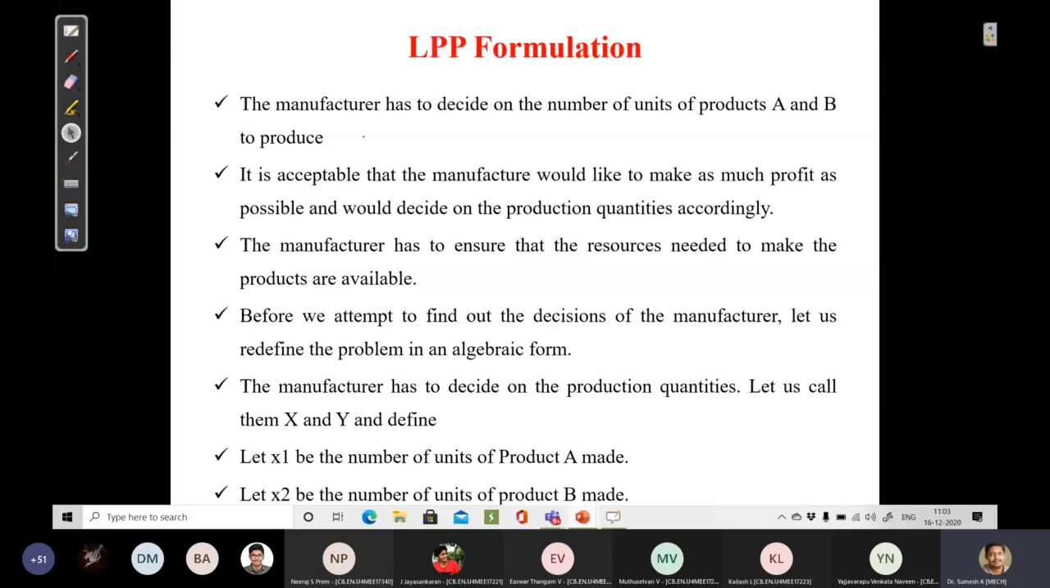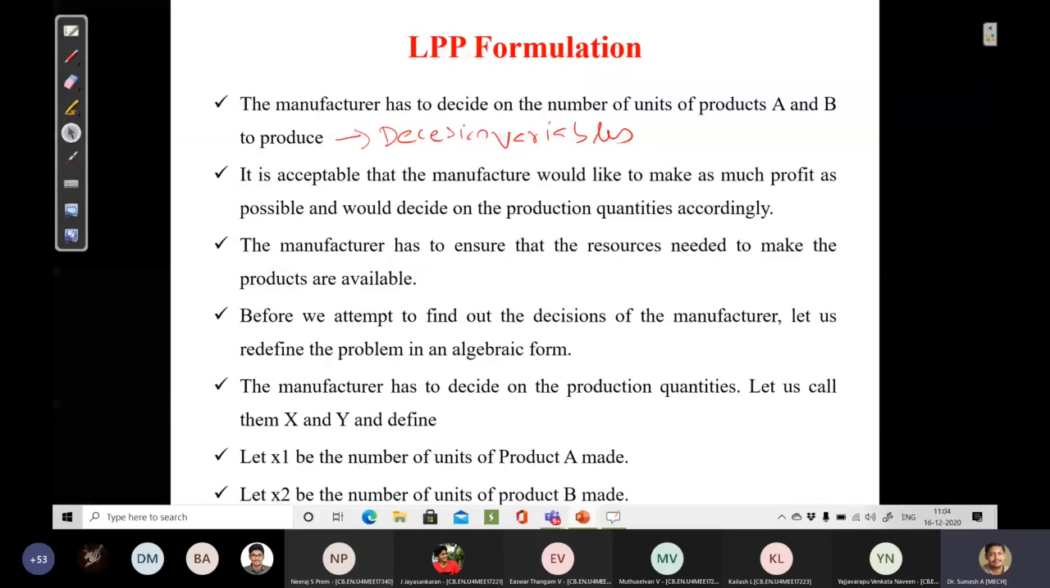If it is acceptable that the manufacturer would like to make as much profit as possible and would decide on the production quantities accordingly, to make as much profit as possible, from that we can say that our objective function is to maximize Z. Z is nothing but the total profit.